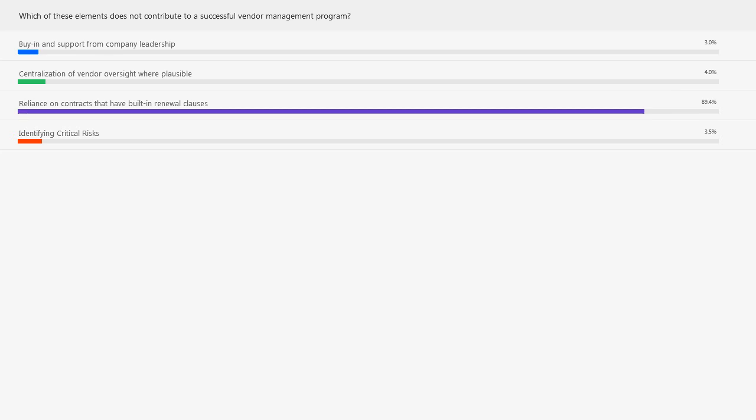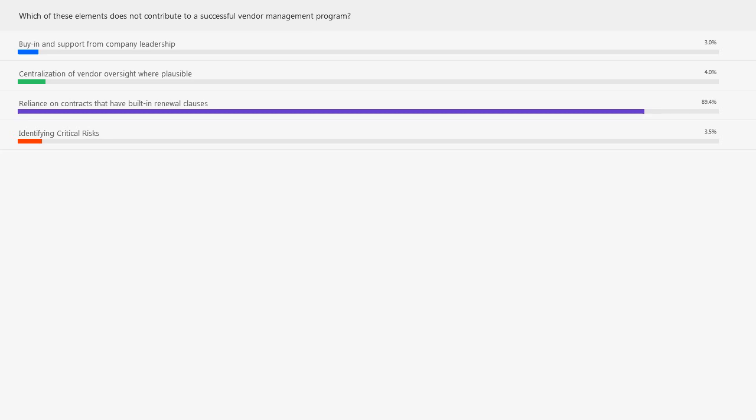All right, so it looks like this is a bit of a trick question, just because we haven't quite gotten to the contract piece, but I like where everybody's thoughts are. What does not contribute to success? Buy-in is definitely critical to success, so I'm glad most folks didn't choose that one, that 3%. 4% said centralization isn't important.